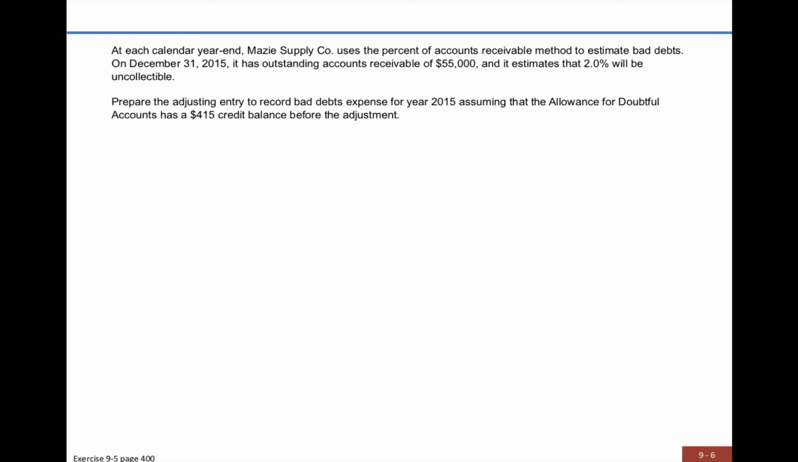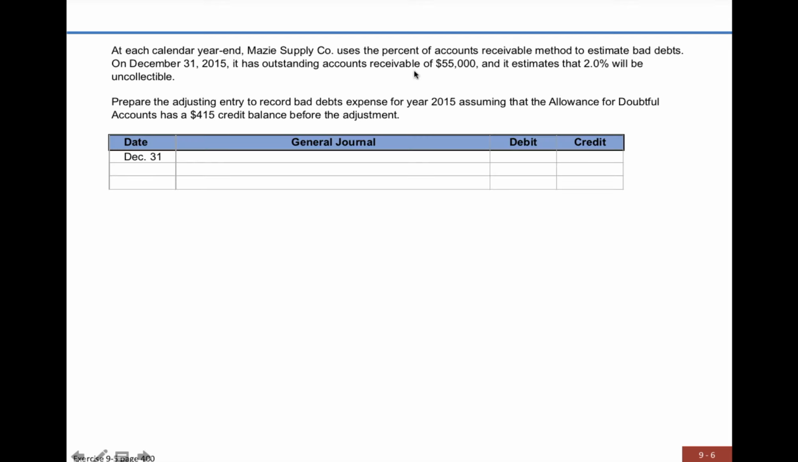Okay, so what is this telling me? For the year, we have this outstanding accounts receivable, $55,000, and again, based on industry standards, our history or whatever, we've determined that our estimate is that 2% of that will be uncollectible. What that means is there needs to be within our allowance for doubtful accounts, as of the end of this year, 2% times this amount. That doesn't mean we have to put that much in right now. It just means if we had a zero balance originally, then we would need to put in 2% of $55,000.